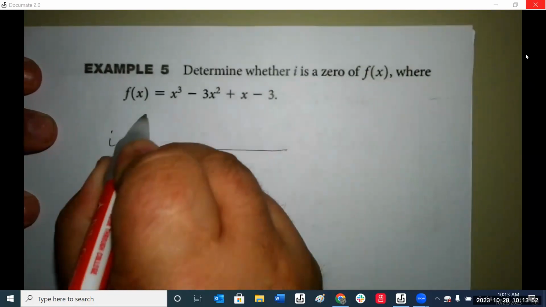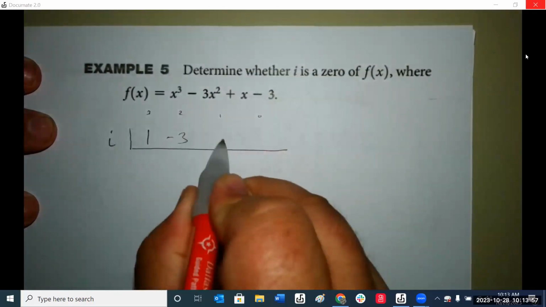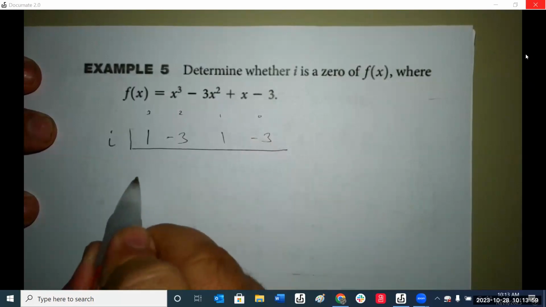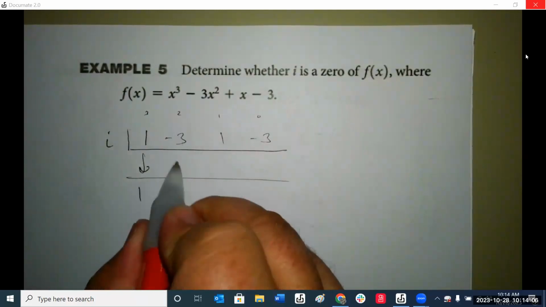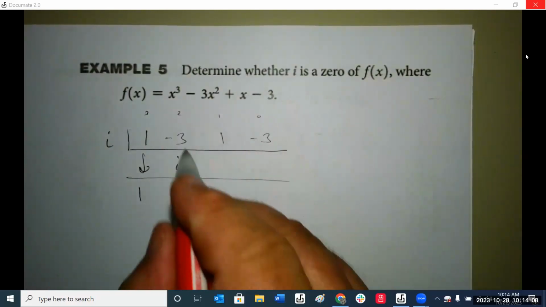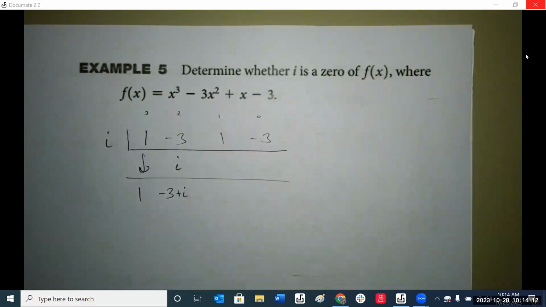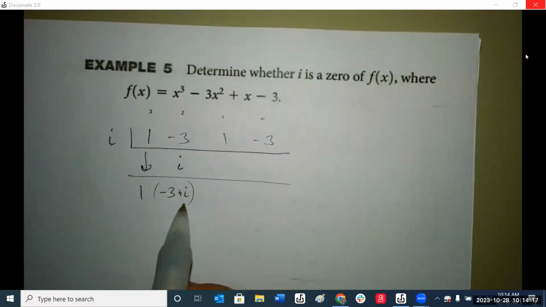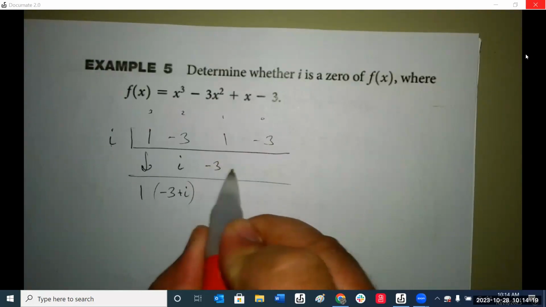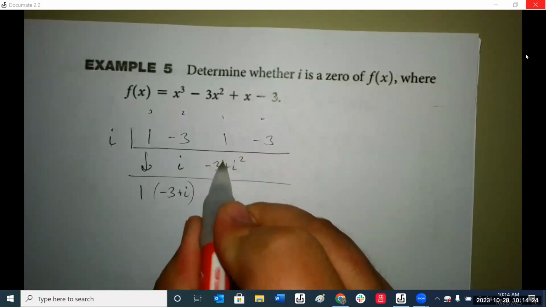So we have this x cubed, x squared, 1, 0. So it's -3, 1, -3. Bring down the first term. i times 1 is i. Add those, so it's -3 plus i. i times that makes it -3 plus i: -3i plus i squared.